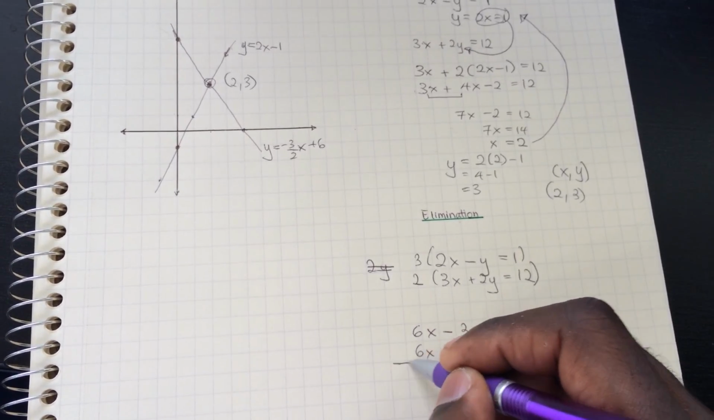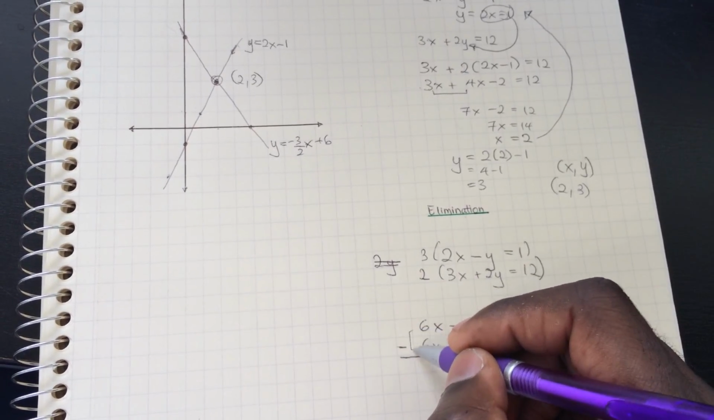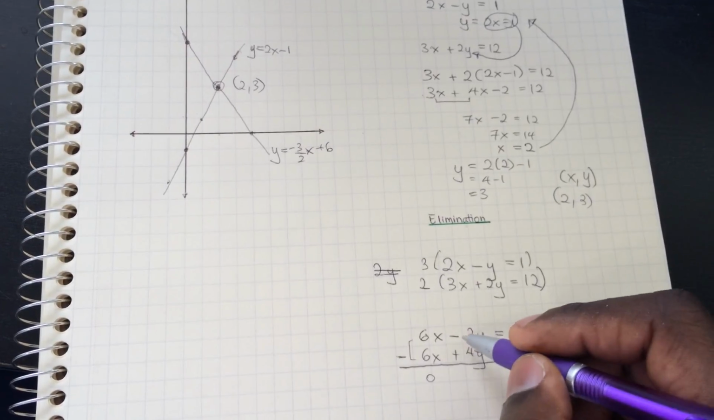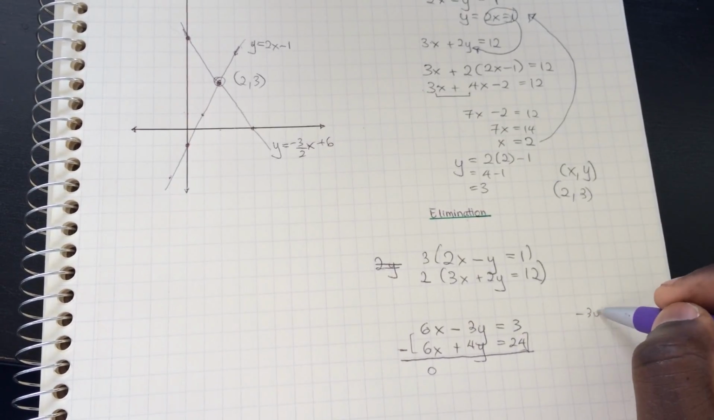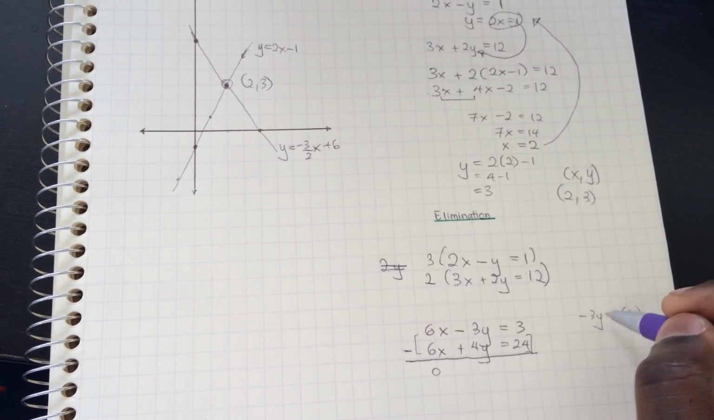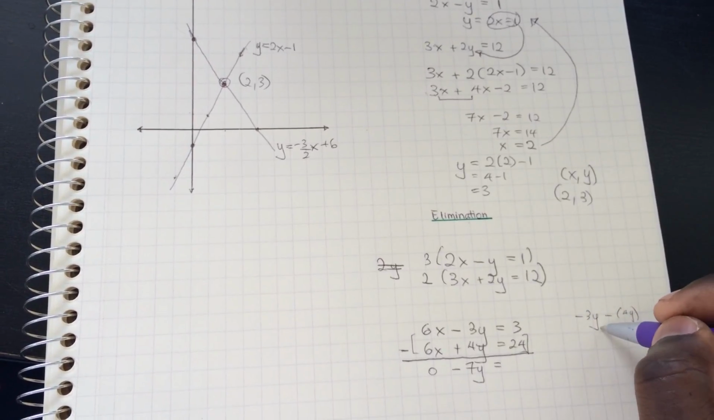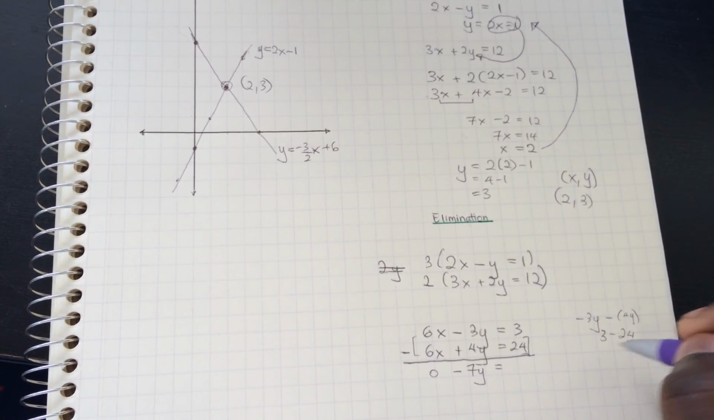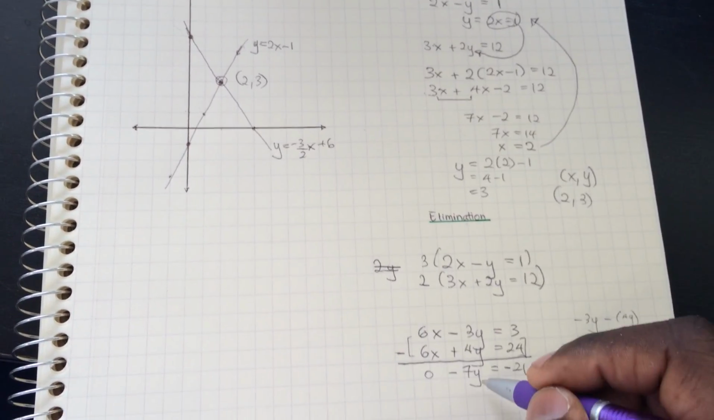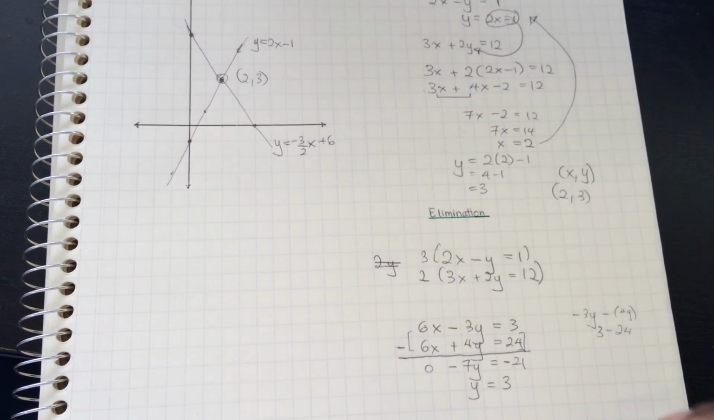I've seen people do it differently, but I like doing it this way, and then I can just subtract the entire second equation. So 6x minus 6x is 0, so that goes away. Then we have negative 3y minus positive 4y, so this would be negative 7y. And then we have 3 minus 24, so this would be negative 21. When we divide both sides by negative 7, we get y is equal to positive 3.